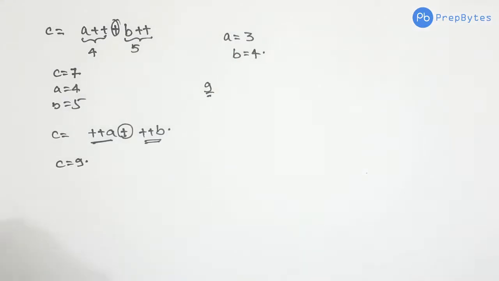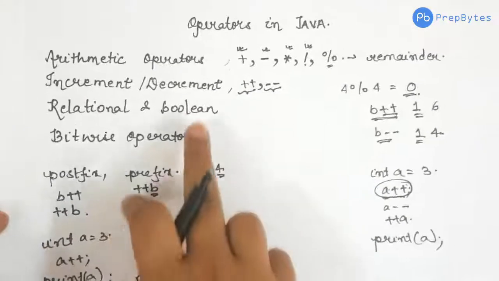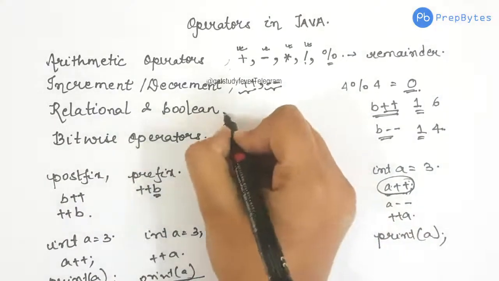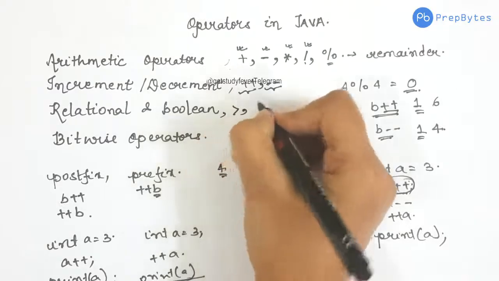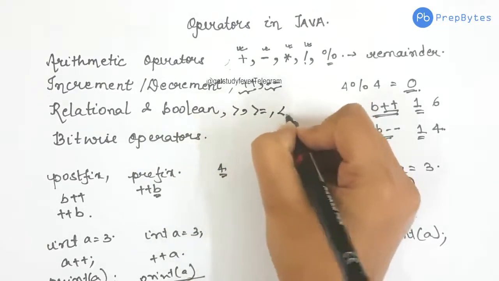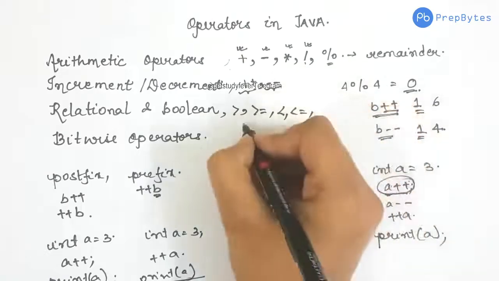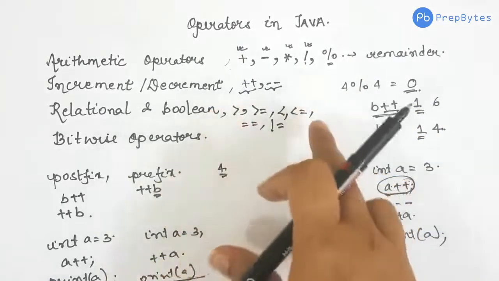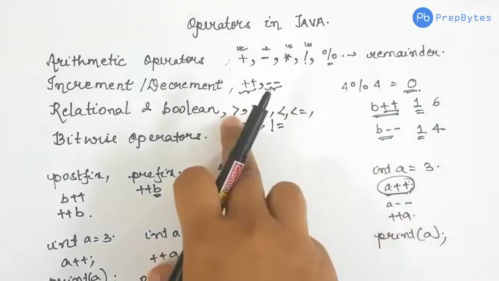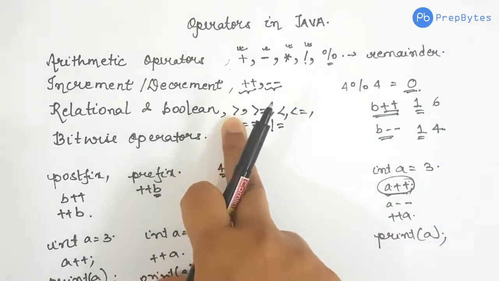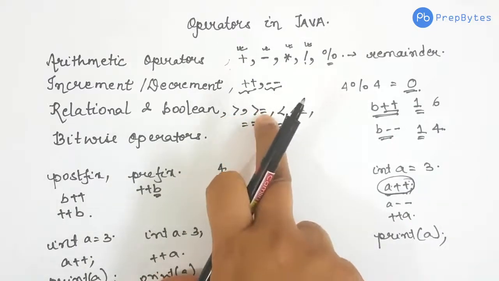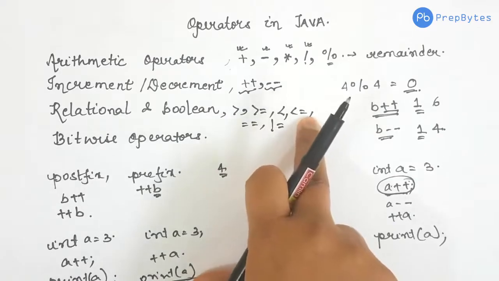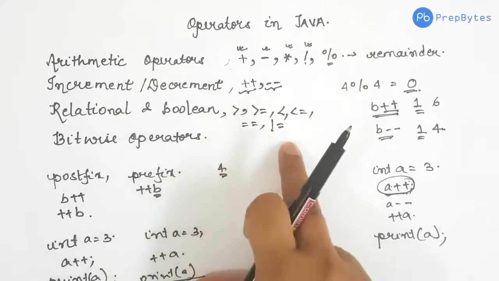Next we have relational and boolean operators. Generally, relational operators include greater than, greater than or equal to, less than, less than or equal to, equal to, and not equal to. This is just like real life: we are comparing two numbers, whether this number is greater than this, or greater than or equal to this, less than or equal to this, equal to this, or not equal to this.